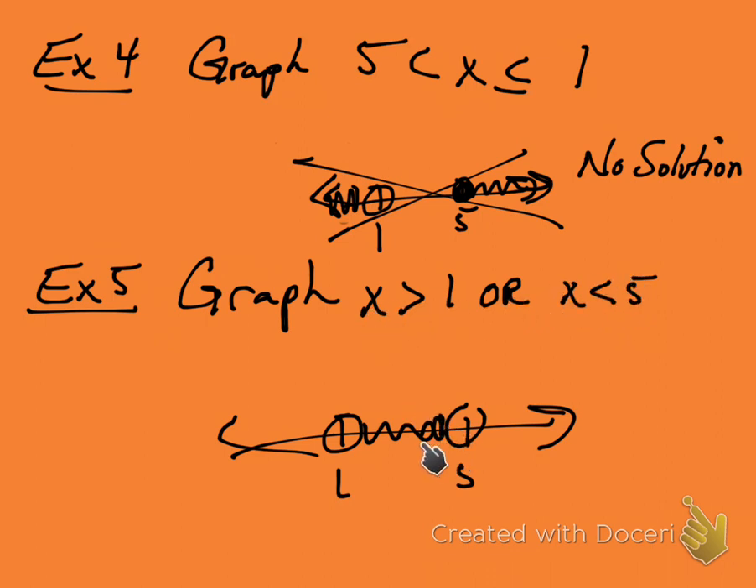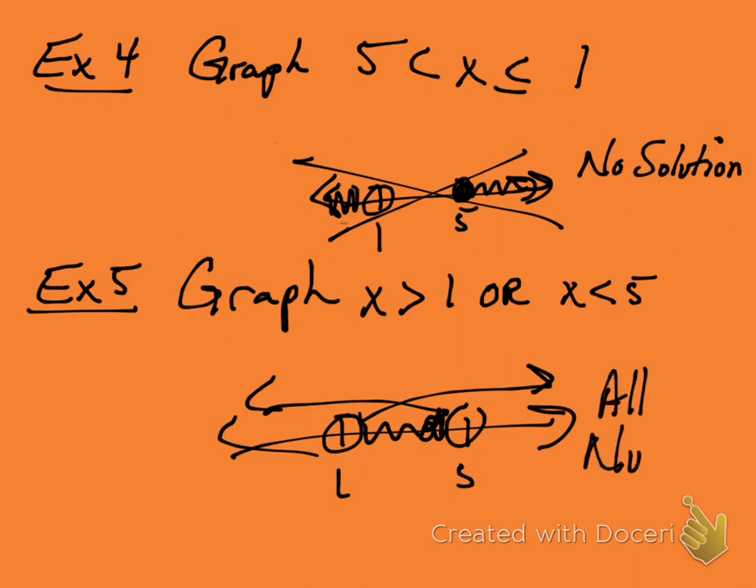Everything would be one of these two because x is less than 5 covers everything from 5 to the left, and x is greater than 1 takes everything from 1 and to the right. Okay, and so between those two, you cover every number there is. So the answer is all numbers. Or you could say all real numbers, and we use our fun little sign there. Not sure if we've talked about that yet, but there you go.